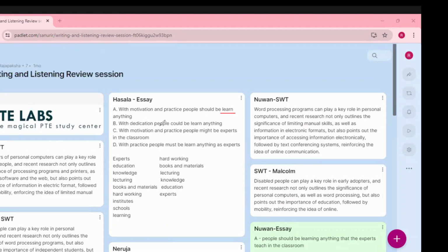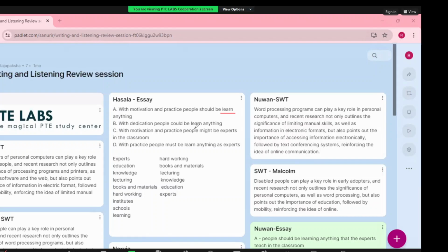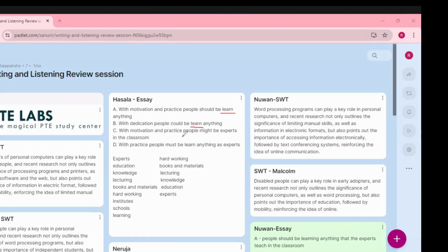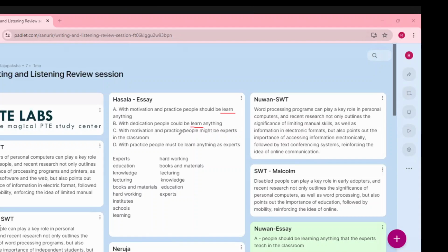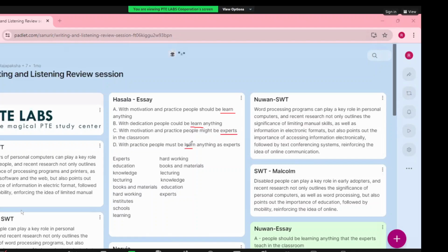And with dedication, with motivation, with dedication, people could be learn anything. You have to change here. And what happened to the main verb? Yes, it also has to be in ing form. Okay, now it's like it's Hustler.